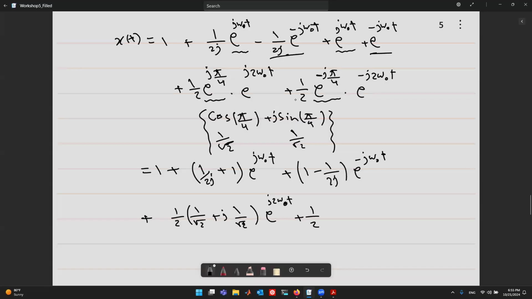What about this one, exponential minus j pi over 4? It's just the conjugate of the first term. So we write directly 1 over square root of 2 minus j 1 over square root of 2, exponential minus j 2 omega naught t.